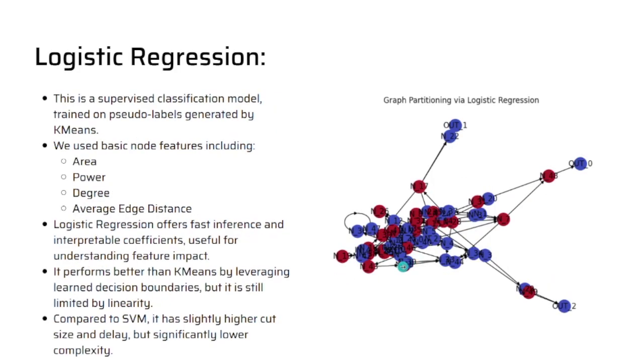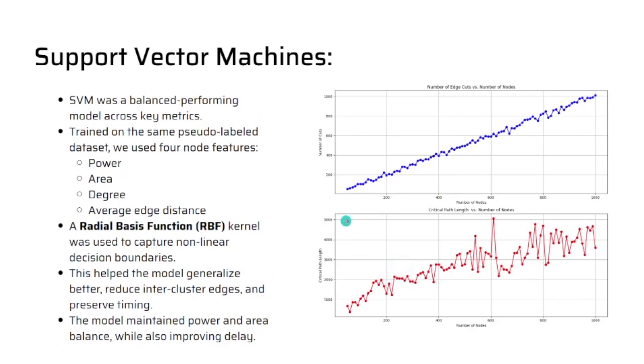Moving on to logistic regression, it was another supervised classification model trained on pseudo labels generated by k-means. It offers fast inference and interpretable coefficients, which was useful for understanding the feature impact, and it performed better than k-means. Finally came support vector machines.